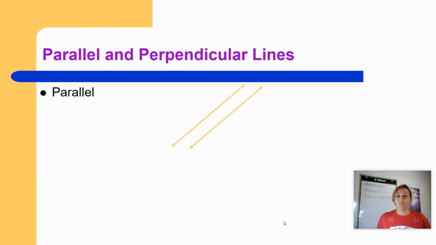Let's start with parallel lines. Two lines are parallel when they never cross and never intersect. For example, here's two parallel lines. Even though the lines continue on and on forever, they will never cross, they will never touch. Now we can kind of eyeball these lines and say they look pretty parallel, but we want a way to make sure that the lines are definitely parallel. And the way that you make sure is you compare their slopes.